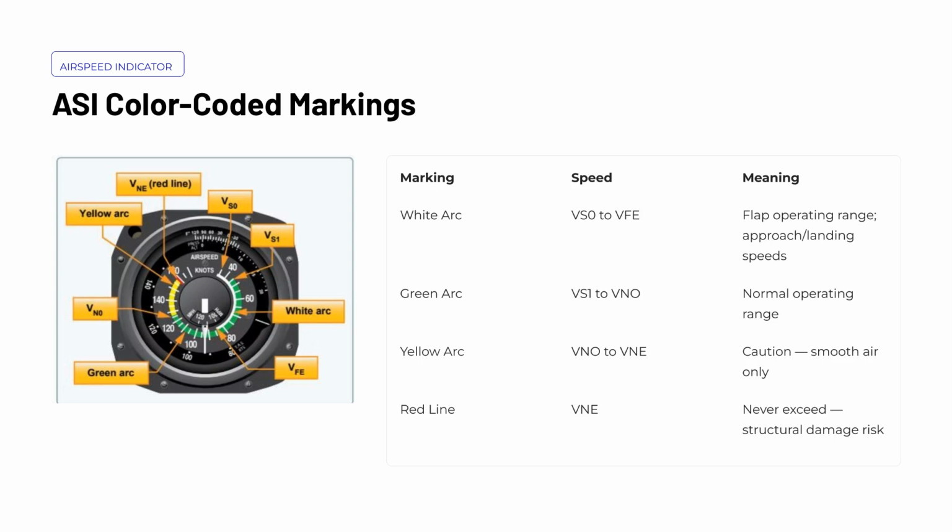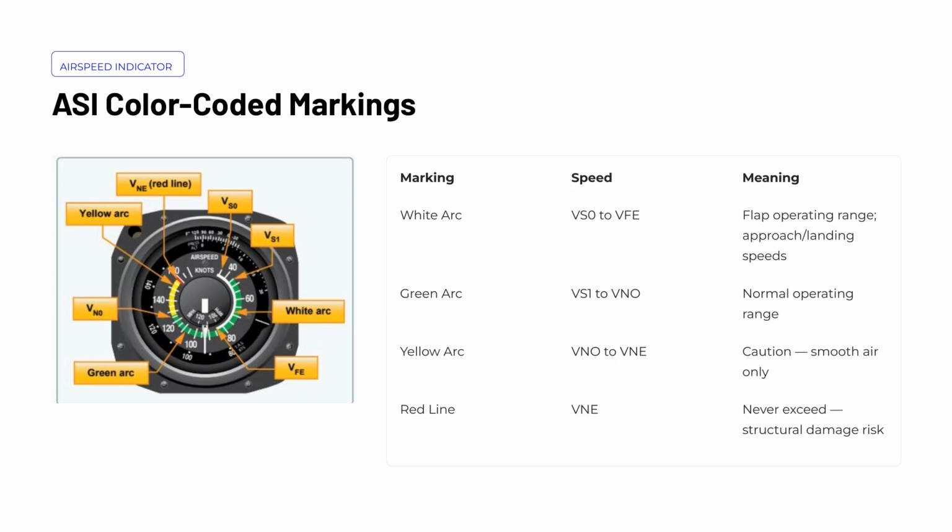The green arc is your normal operating range, running from VS1, stall speed in a clean configuration, up to VNO, the maximum structural cruising speed. This is where you'll spend most of your flight time, and it's safe to operate here in all conditions. The yellow arc from VNO to VNE is the caution range. You may enter this range only in smooth air, and even then, you should do so with care. Turbulence in this range can place excessive stress on the airframe.